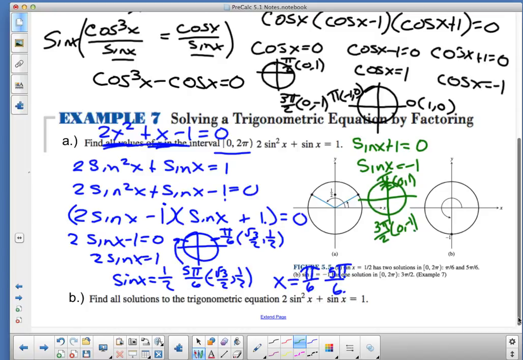Remember, it's a ratio returned. So I also got 3 pi over 2 as one of my solutions as I'm stepping through. So remember, I've got those 3, and that is 3 solutions that exist for this function in the interval from 0 to 2 pi.